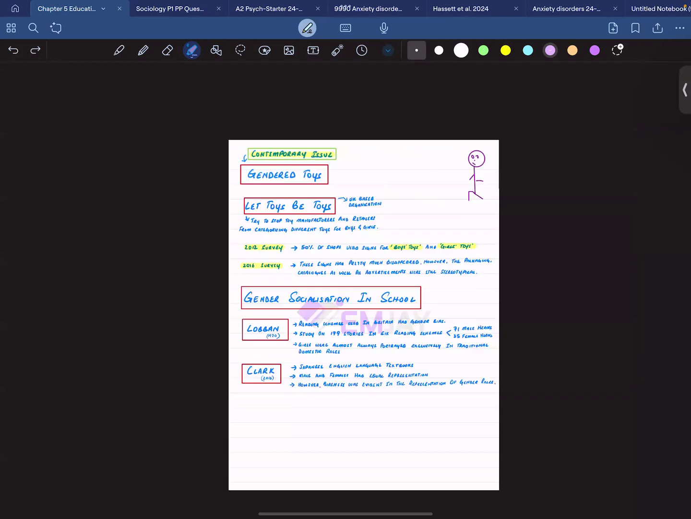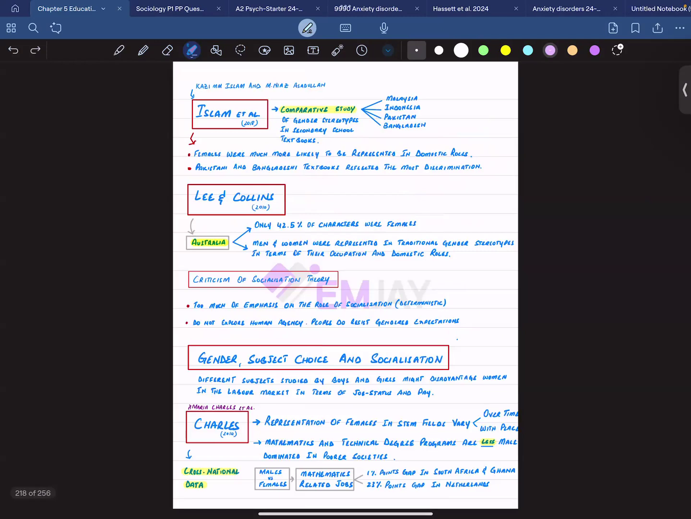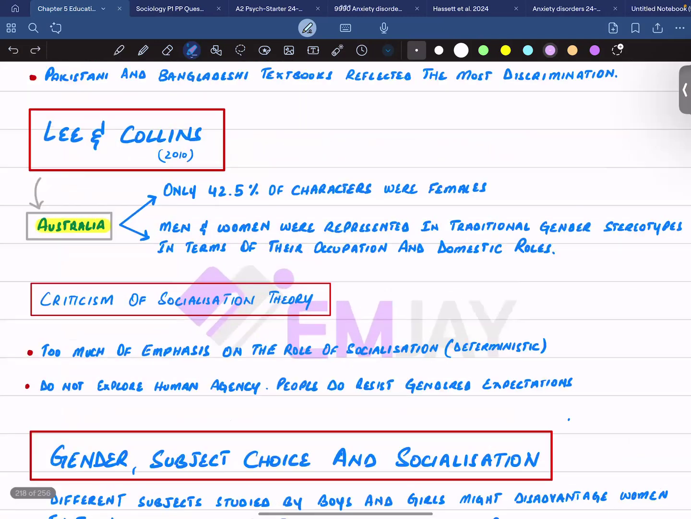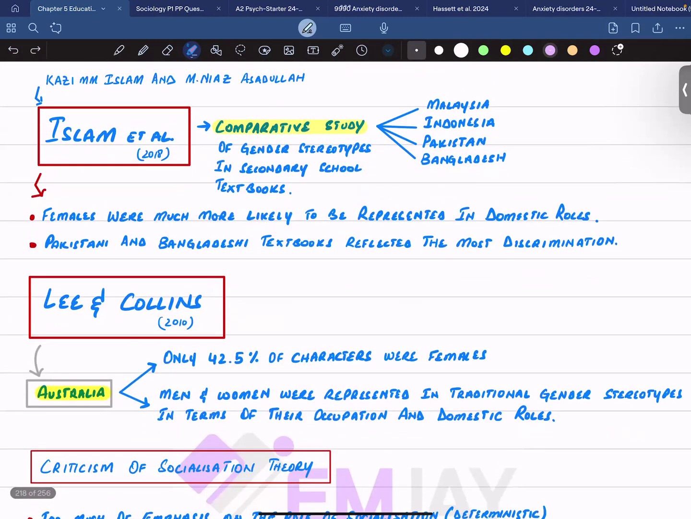Taking this a little further, let's talk about another study that was conducted by Islam et al. Now, when I use the word Islam over here, I'm actually referring to Qazi M.M. Islam and Muhammad Niaz Asadullah. So this study that was conducted by Islam et al. in the year 2018, and when I say 2018, this is again relatively very recent.